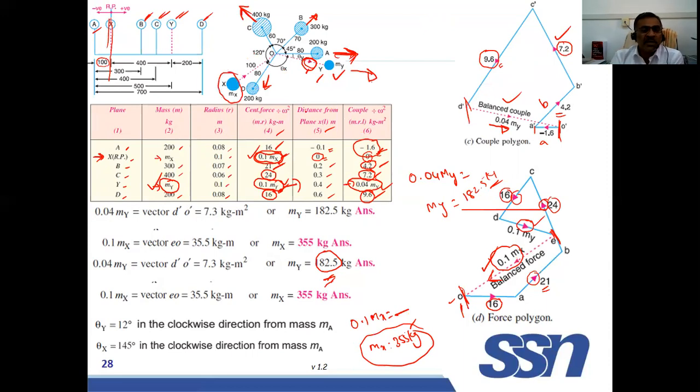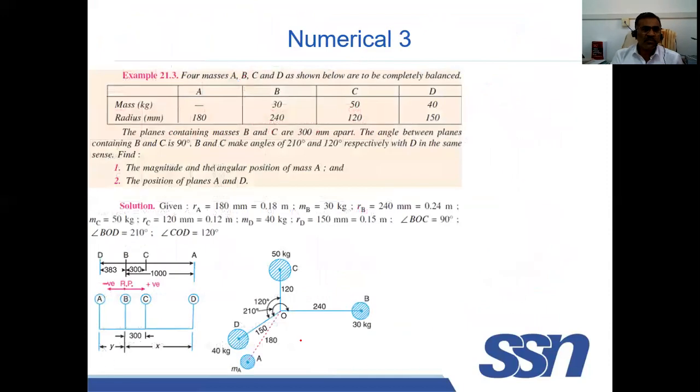So now in the couple polygon, we calculated the value of my and direction. From the first polygon, we calculated the value of mx and direction. So this is the way you have to solve this problem. Now we are going to see another problem. This is something different.